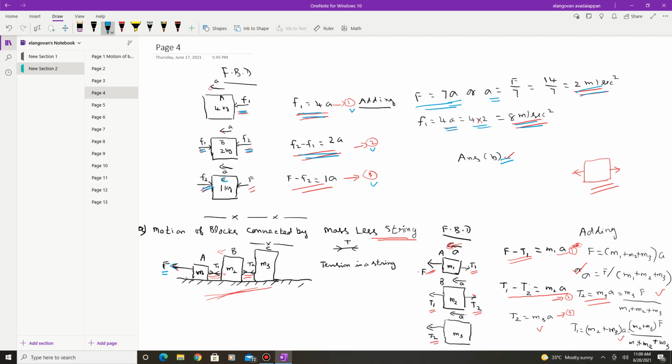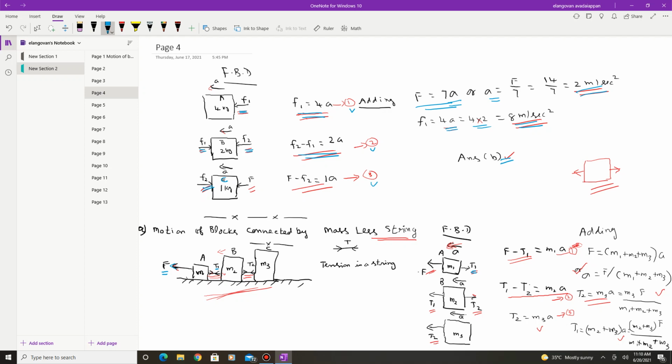Now here we have to consider the free body diagram. Take the block A, the mass M1, and the tension in the string is acting from A to B. In the block A there is a tension force T1 acting from A to B. If you consider block B, the tension force is acting from B to A, both equal and opposite in direction. So the same tension is produced along the same wire.